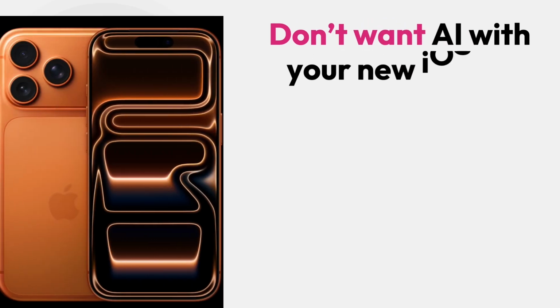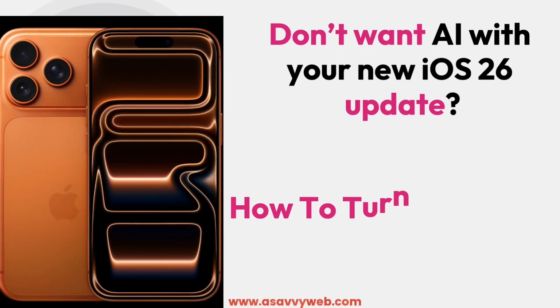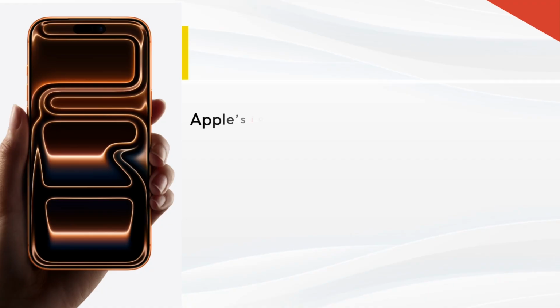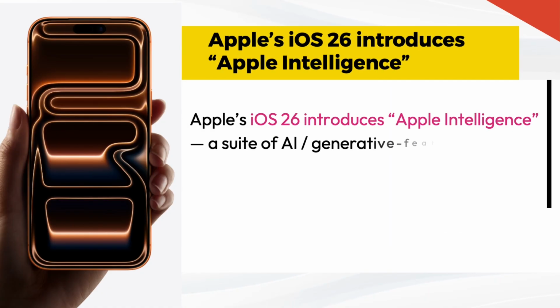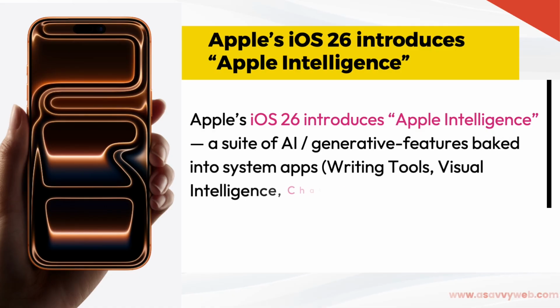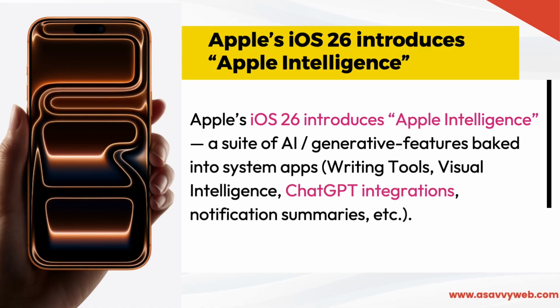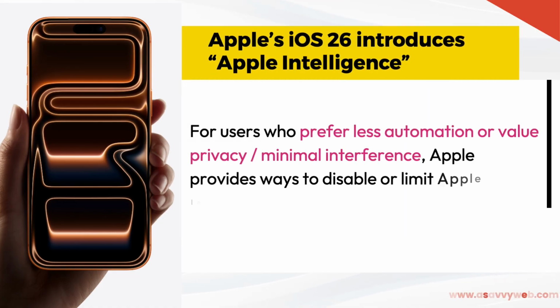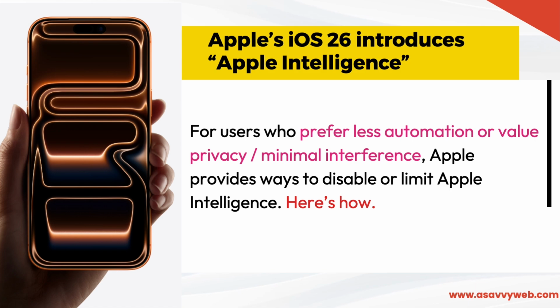Don't want AI with your new iOS 26 update? Here's how to turn off Apple Intelligence. Apple's iOS 26 introduces Apple Intelligence, a suite of AI/generative features baked into system apps, writing tools, visual intelligence, ChatGPT integrations, notification summaries, etc. For users who prefer less automation or value privacy/minimal interference, Apple provides ways to disable or limit Apple Intelligence. Here's how.